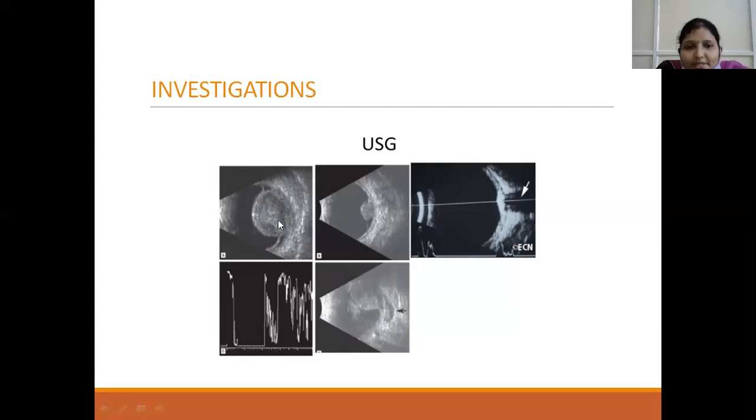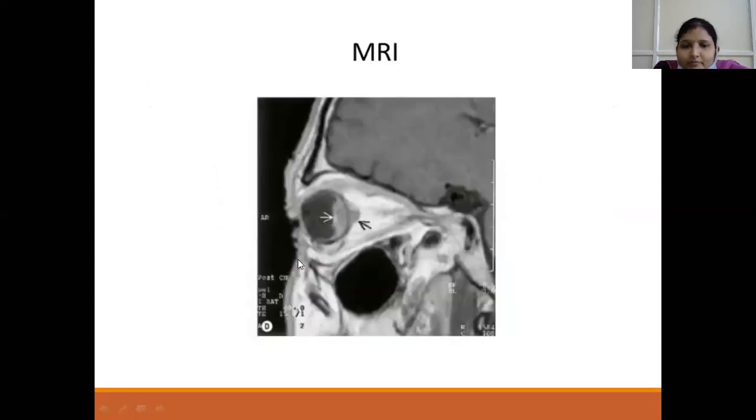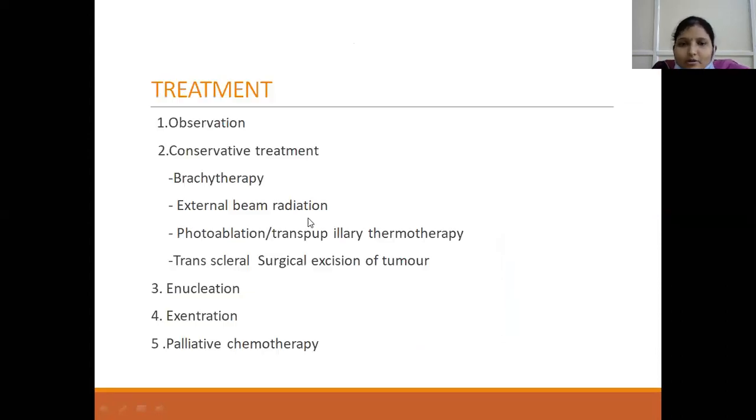So this is B-scan ultrasonography. Here you can see corresponding spikes in the A-scan. And on MRI, we see a hyperintense structure in the choroid. So this is a hyperintense structure in the choroid.